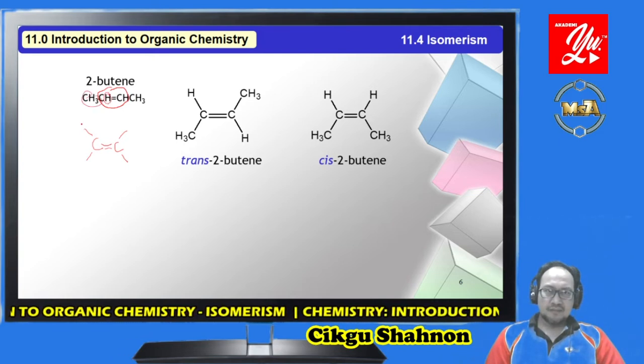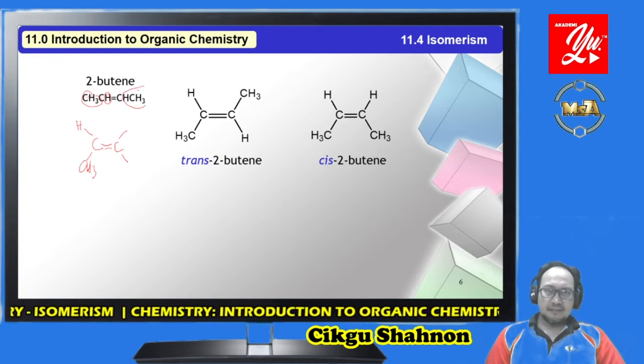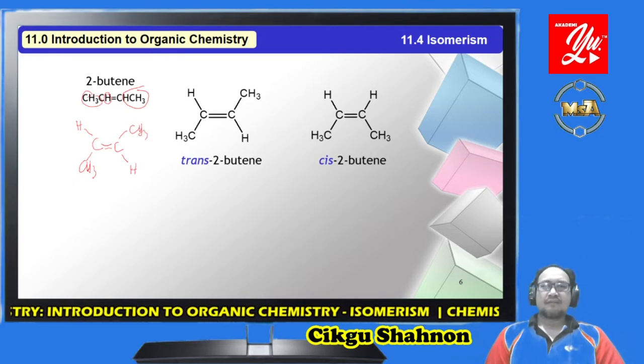Okay, we draw like this, and if you look at here, for this carbon, it has hydrogen and CH3. So we just draw hydrogen here and CH3 here. And look at this. It also has H and CH3. So we can draw H here and CH3 here. Okay, so it becomes like this.